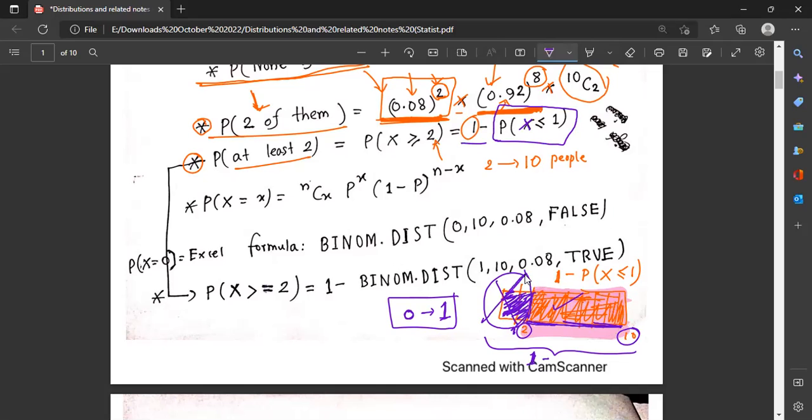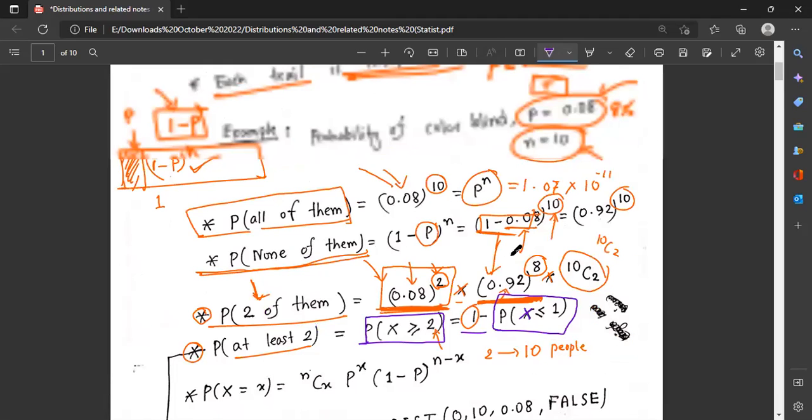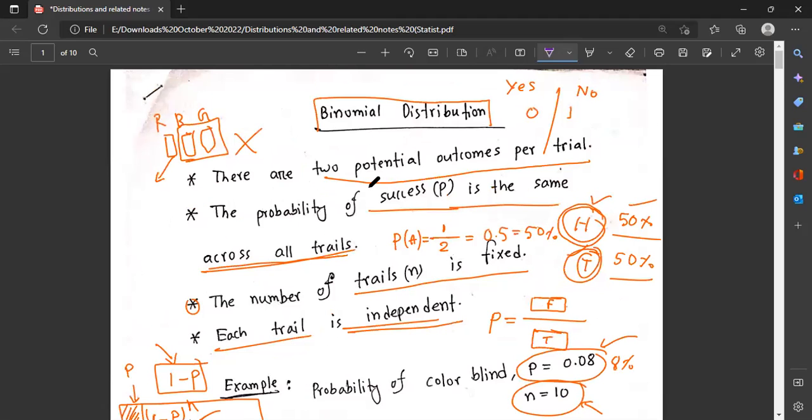Okay, because this part is less than or equal to 1, but we want greater than or equal to 2. So you can ask me, between 1 and 2 there is some number, right? There is 1.5. There is 1.6. So if you see the condition here for binomial distribution, this is a discrete random variable. Binomial distributions are discrete.